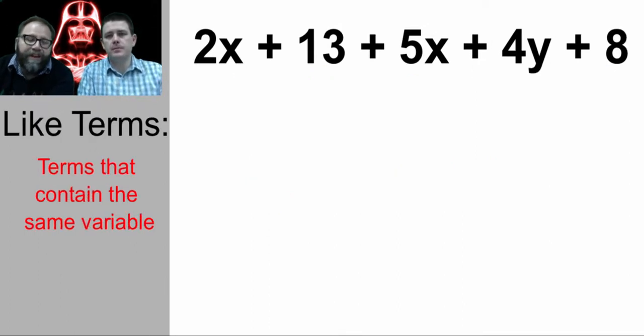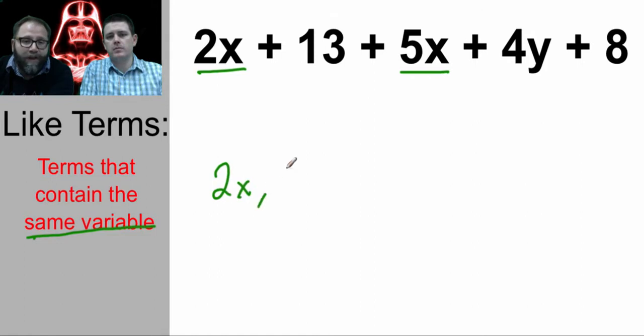Then we're looking for the like terms. Now these are the terms that are similar to each other. So let's start with our terms that contain the same variable. If we start with all the terms that contain the variable x, we have 2x and 5x, and we'd separate those with a comma. And then we have 4y. So 4y would just get its own line.